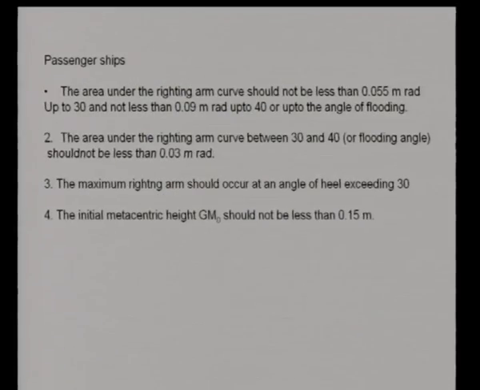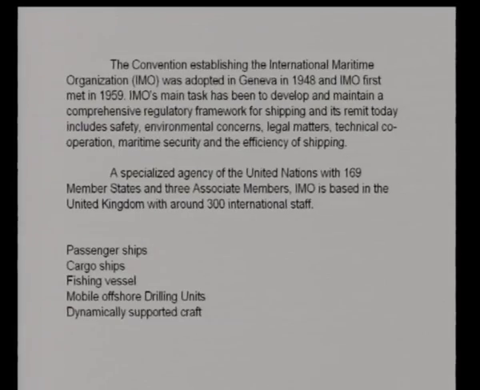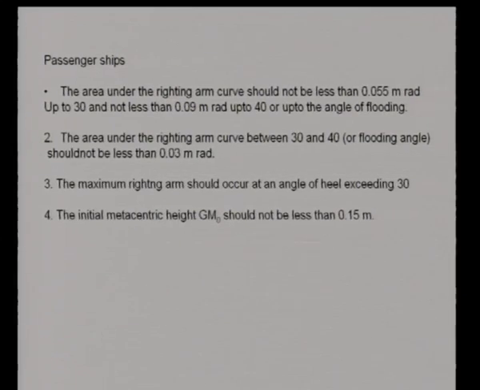Whenever we are talking about dynamic stability, we will be dealing with the area under the righting arm and heeling arm curves. The area between the righting arm and heeling arm curves is what provides the dynamic stability, and that decides whether the ship is stable or not. Now, based on that background, we will go into some rules that are very important, the first of which is the set of rules dealing with passenger ships.